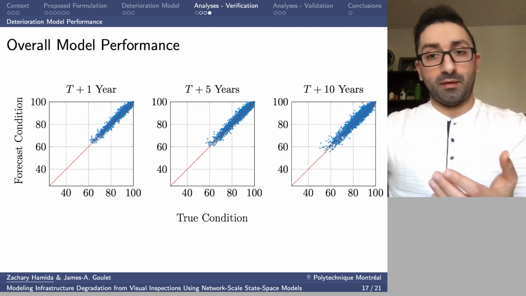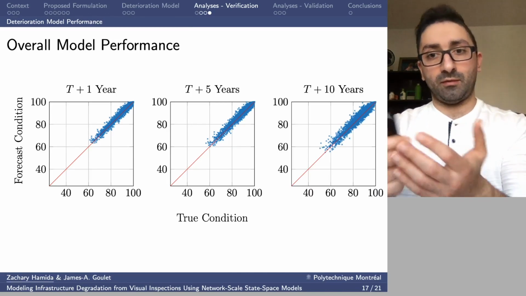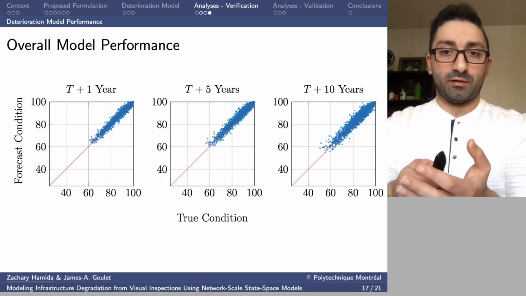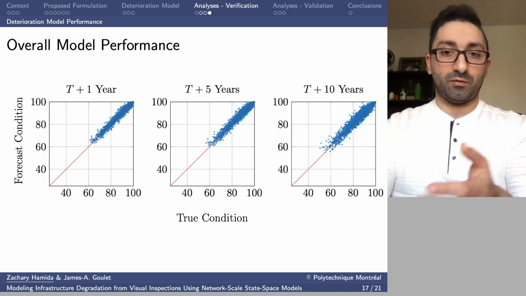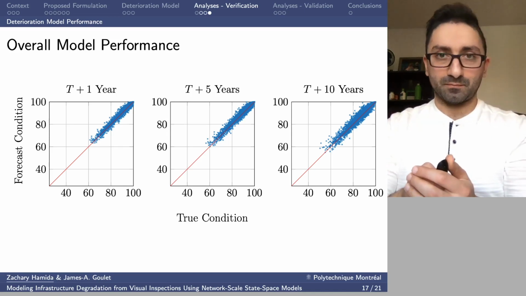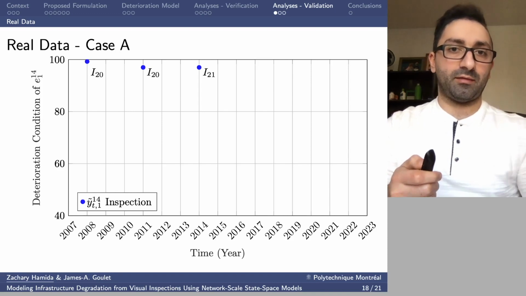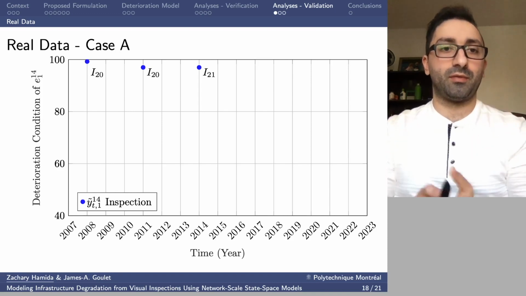And if we go even farther, for 10 years, we see really the alignment still consistent over time with the diagonal for true versus forecast. Now, this is for the verification with the synthetic data. Now let's go to the real data.